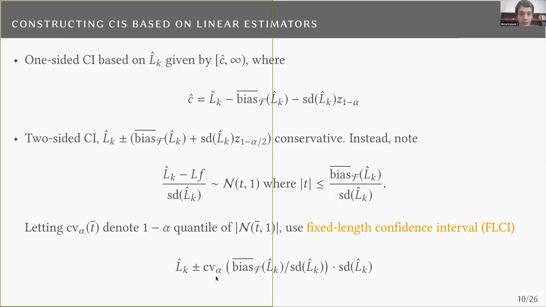So if this worst case bias to standard deviation ratio is large, say bigger than 1.5 for 95% confidence intervals, this confidence interval is essentially the same as the one above, except that we're using critical values here that are very close to one-sided ones. So reflecting exactly the fact that the bias cannot simultaneously be large and positive and large and negative. Okay, so this is how I construct confidence intervals that are going to have finite sample coverage based on a linear estimator where you give me the set of weights.